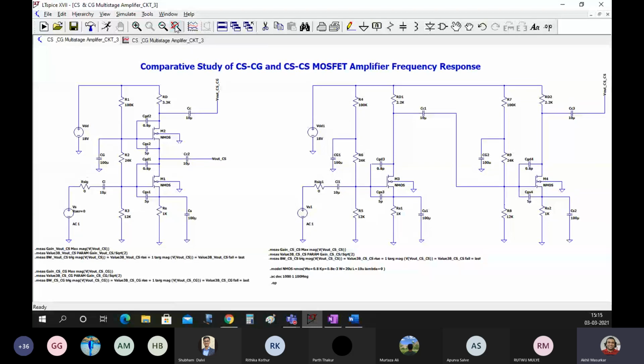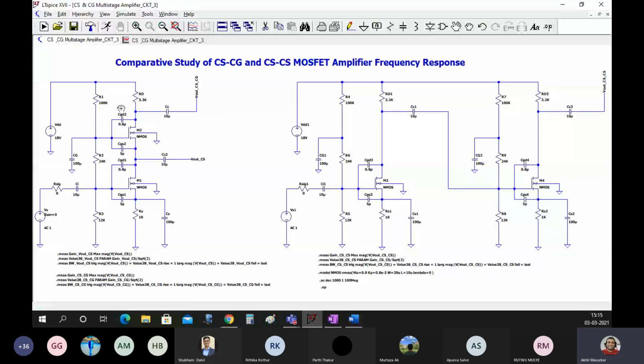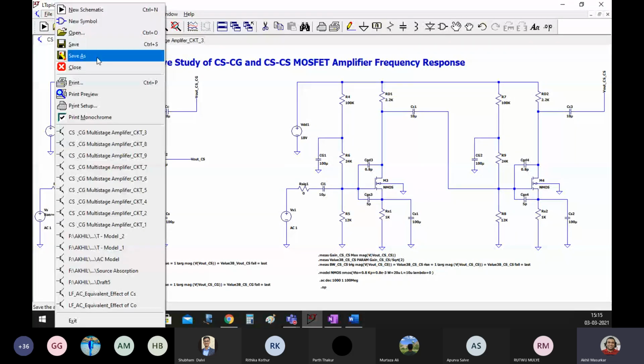Every time I do this, I enjoy it. So some aesthetics. Now I'll just save this circuit, and the circuit number, what, 9, 10. What are we at actually? 10. Okay.